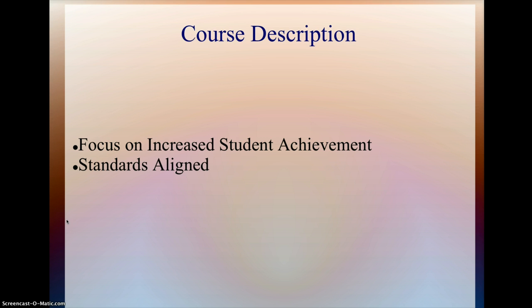But in addition, there are also 2 things that PDE looks for when reading the description. Failing to identify both of those things will result in an immediate rejection of the course. They're really very strict about that. And those 2 things are: how is this course aimed at increasing student achievement? And what Pennsylvania academic or other standards are being addressed by the content?